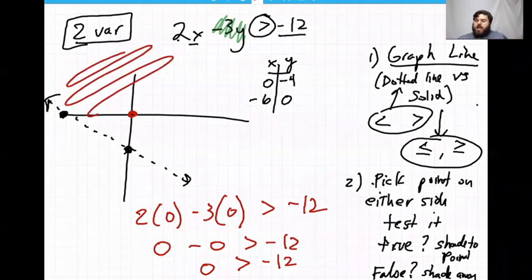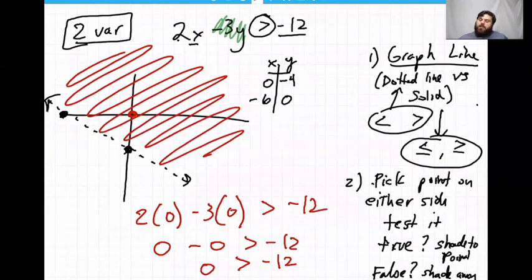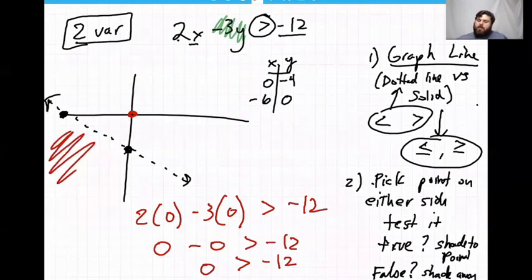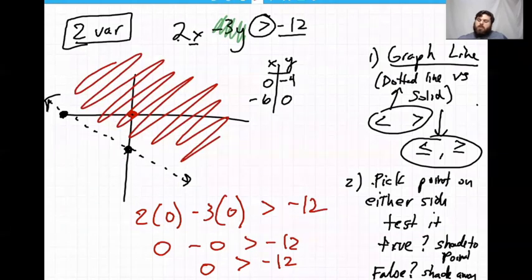So that means we shade towards the point. If it was not true, we would shade away from the point, which would be down here. But since we know this is true, we're going to shade towards the point. Okay, that's basically how two variable inequalities work. It's pretty straightforward.